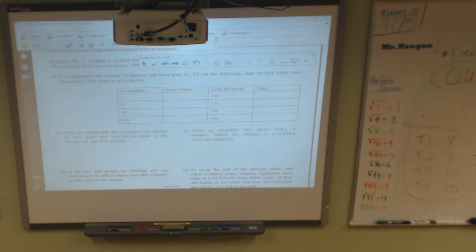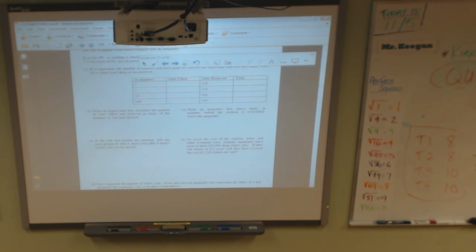Times it? Times it, but what do you have to put in place here? There's one more thing you have to put in. Parentheses? Yeah, exactly. You have to put parentheses around that, and it'll change your answer.